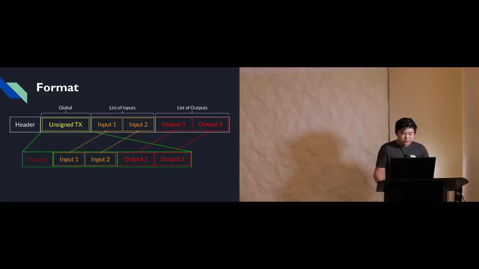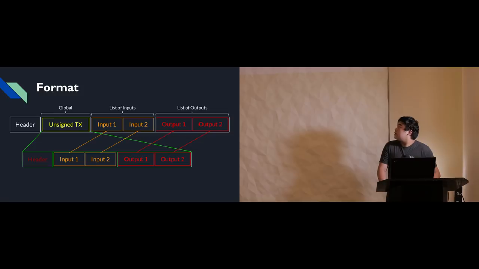If we look into this unsigned transaction a bit, we also notice that it has a header, a list of inputs, and a list of outputs. And the inputs in this unsigned transaction map directly to inputs in our PSBT. You can see we have our input in the unsigned transaction maps to an input in our PSBT that just comes after our global data. And we do this for every input and every output. So we end up with our global data, which has our unsigned transaction, followed by a list of inputs and all the metadata associated with those inputs, and then a list of outputs and all the metadata associated with those outputs.